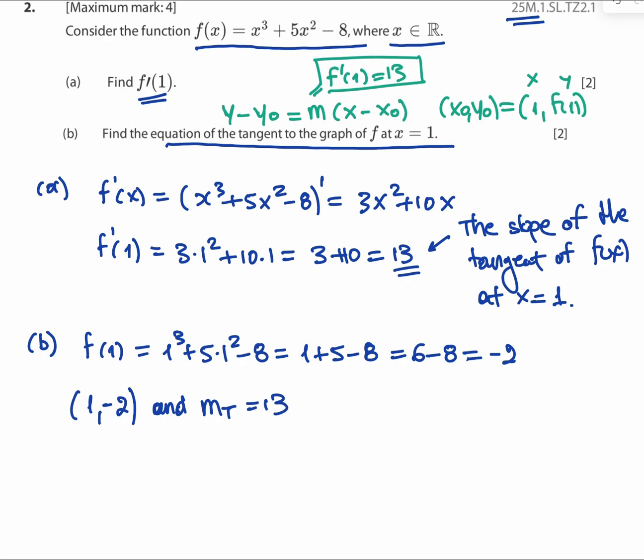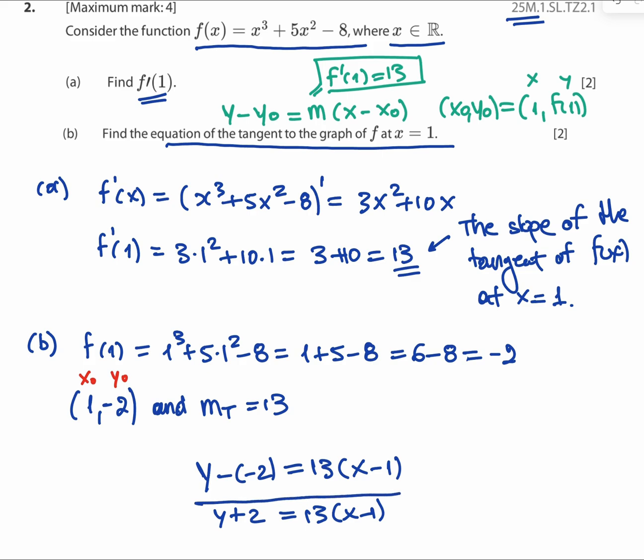Therefore, I can straight away answer that question now, because it's going to become y minus minus 2 is equal to 13 times x minus 1, for x0 being 1 and y0 being negative 2. So one final step, that's going to become y plus 2 is equal to 13 times x minus 1.